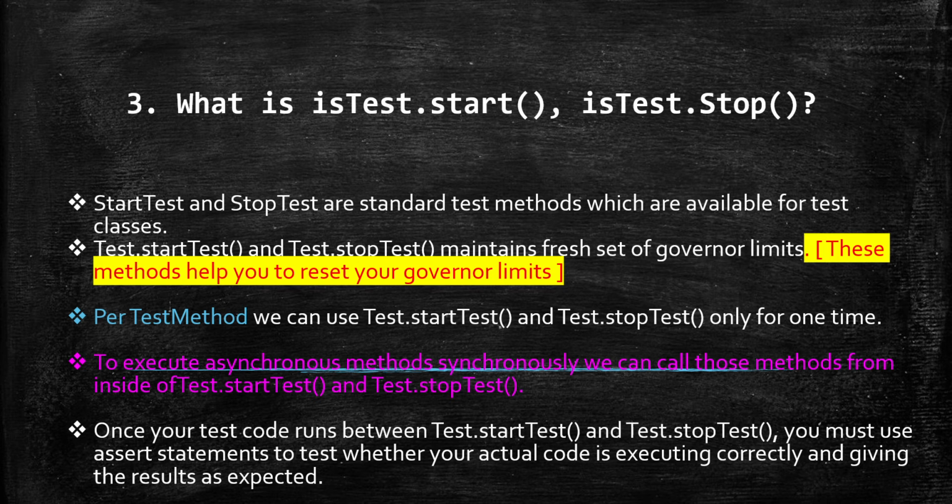To execute an asynchronous method synchronously, we can call those methods from inside Test.startTest and Test.stopTest. This helps you reset your governor limits, and you can test your class without hitting your governor limits. Once your test code runs between Test.startTest and Test.stopTest, you must use assert statements to verify that your actual code is executing correctly and the results are as expected.